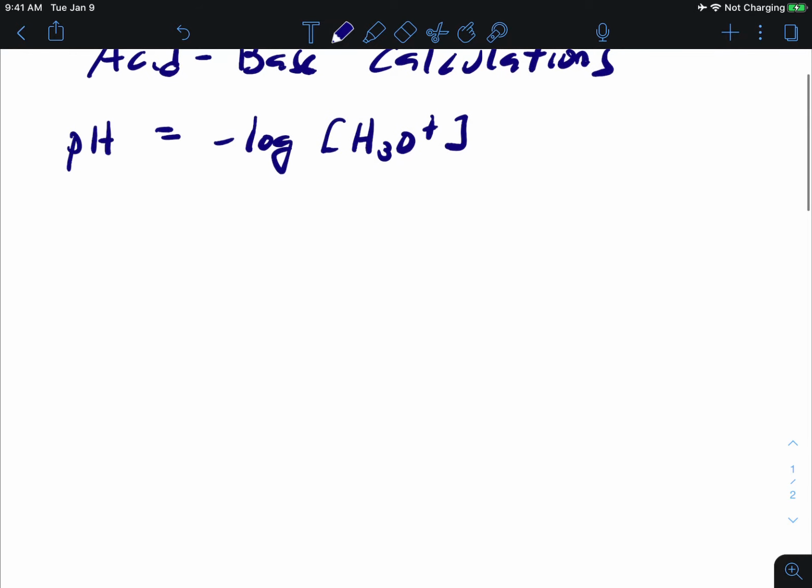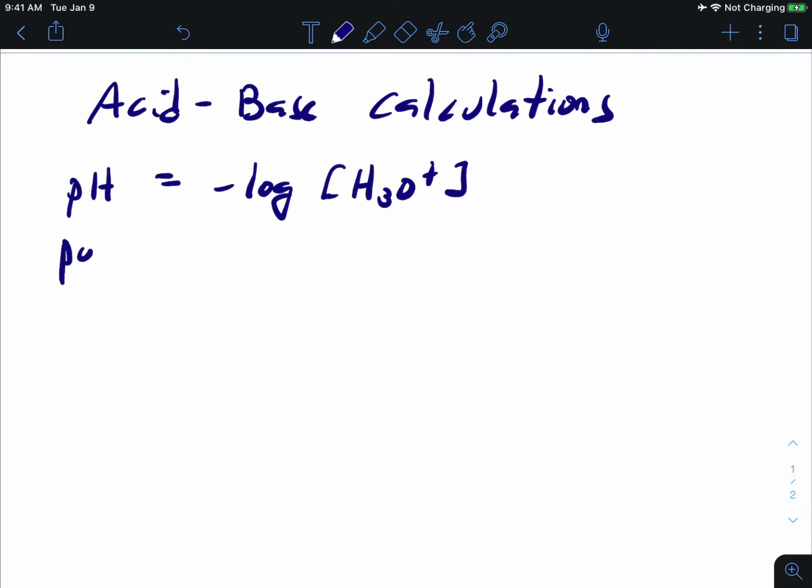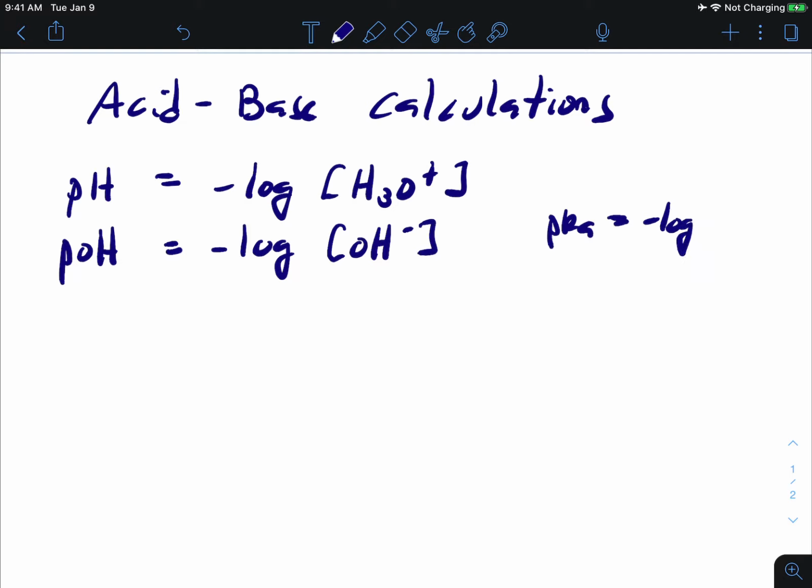And the pOH, remember P just means negative log, that's what it means. Negative log of the hydroxide ion concentration. And the pKa is equal to the negative log of the Ka. We don't need a bracket there. It's not a concentration. Negative log of the Ka.